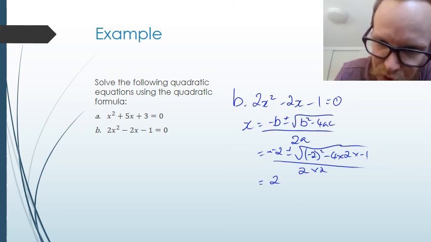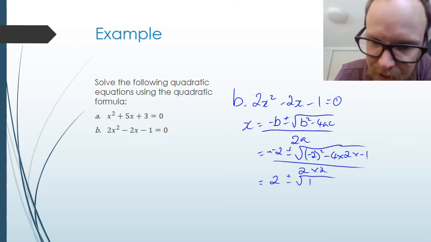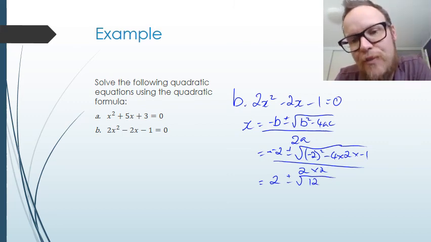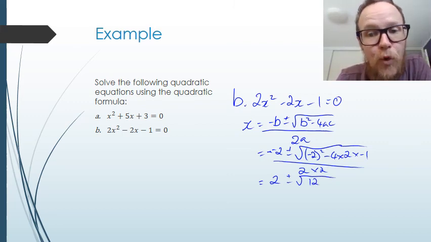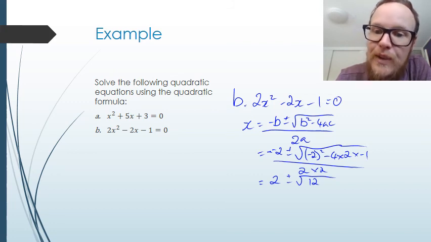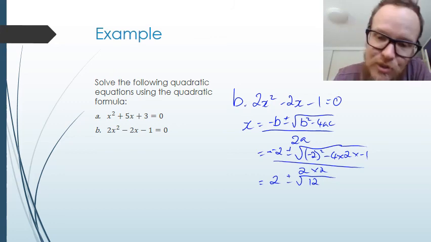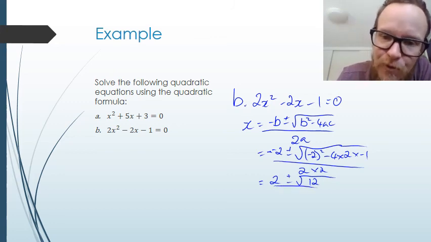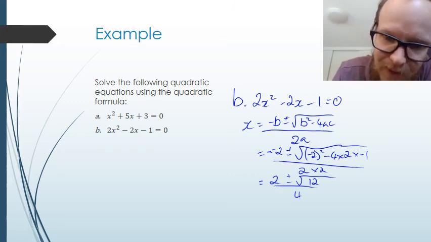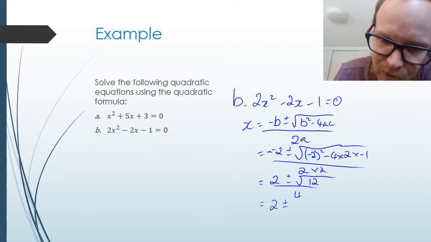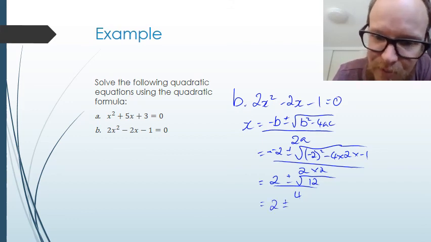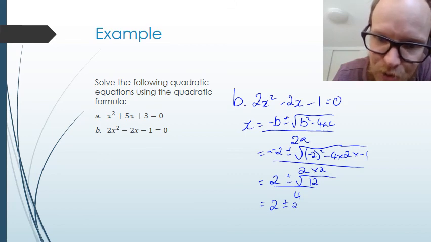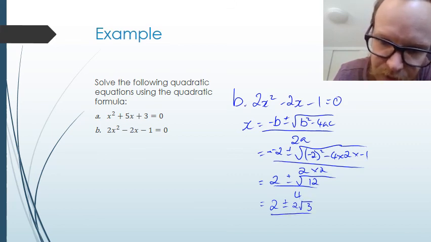Simplify. 2 plus or minus the square root. This becomes square root 12 because we've got negative 2 squared, which is 4, and then plus 12. Sorry, 4 plus 8, which is 12. And then all over 4. Now this isn't simplified enough. I get 2 plus or minus, because I can simplify this surd. This surd becomes 2 root 3 over 4.